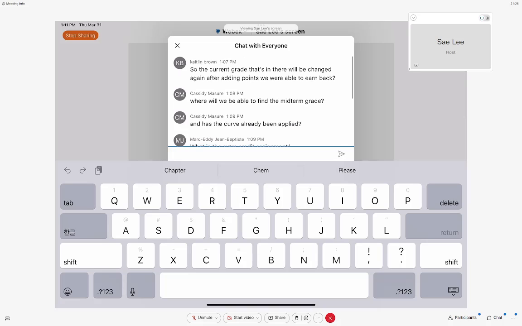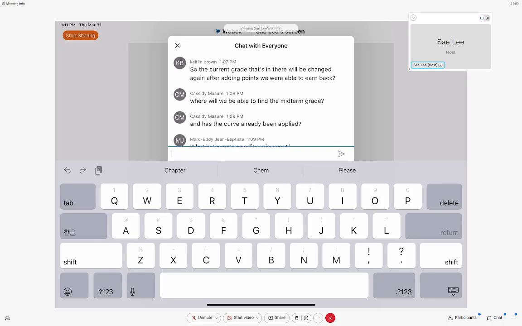Somebody asks, so the current grade that's in there will be changed again after adding points we're able to earn back. Yeah, so any grade, any percentage that you see on Web Campus right now, those are inaccurate. That's just automatic computer generation, not the calculation that I use for this class.